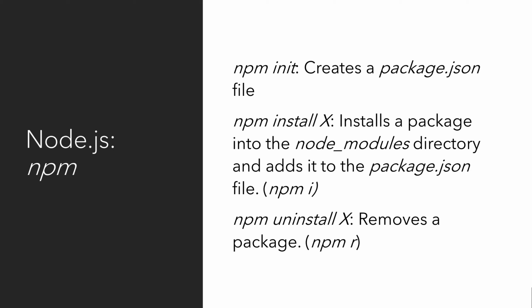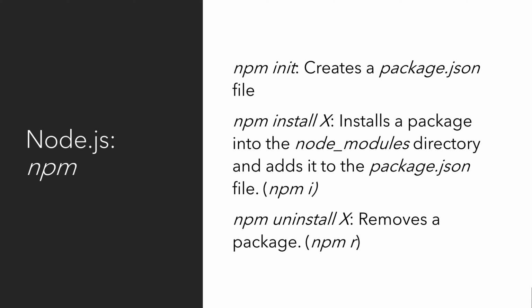Finally, we have npm uninstall x, where x is the name of a package previously installed using npm install. It also has a shorthand version, npm r, for remove, that will remove a previously installed package installed using npm install or npm i. So npm uninstall will only uninstall something that had been previously installed.